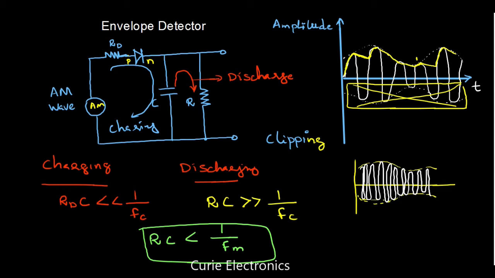So I hope now you understood how the envelope detector works. It is just like a capacitor charging and discharging. By selecting proper values of R and C, we are capturing the envelope of the AM modulated wave. That envelope is proportional to the message signal.